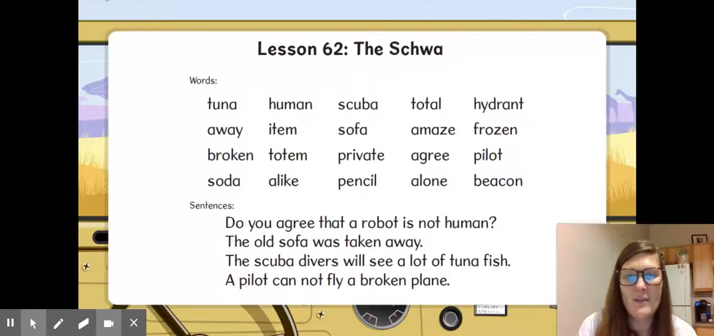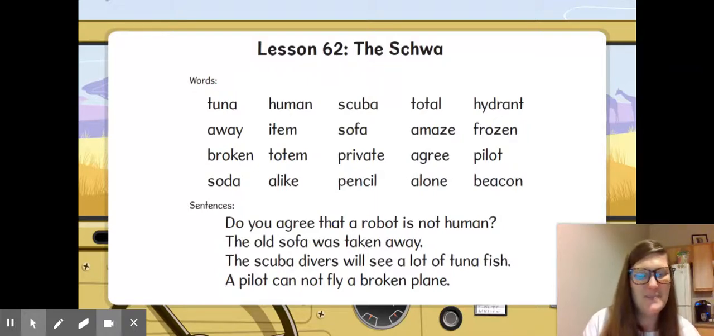The scuba divers will see a lot of tuna fish. All right. What will the scuba divers see? Who's going to see the tuna fish? Scuba divers. Good. A pilot cannot fly a broken plane. All right. What kind of plane can a pilot fly? One that's not broken. Good.